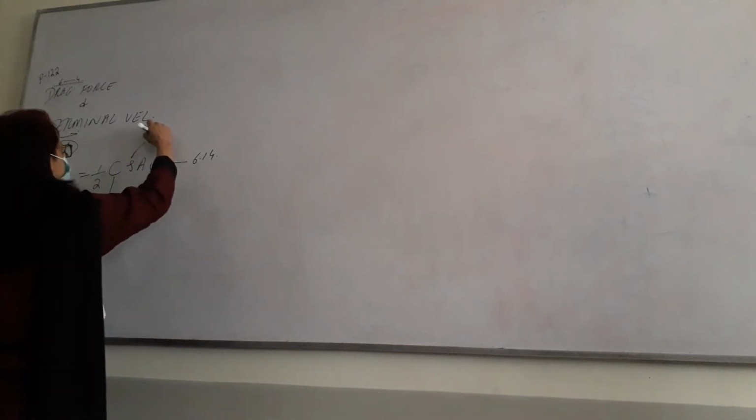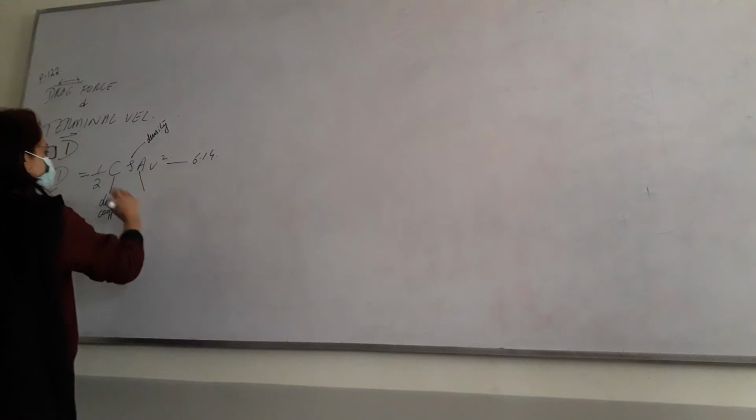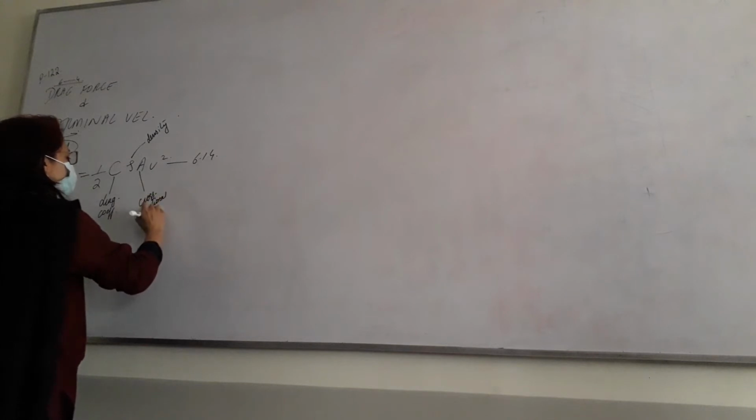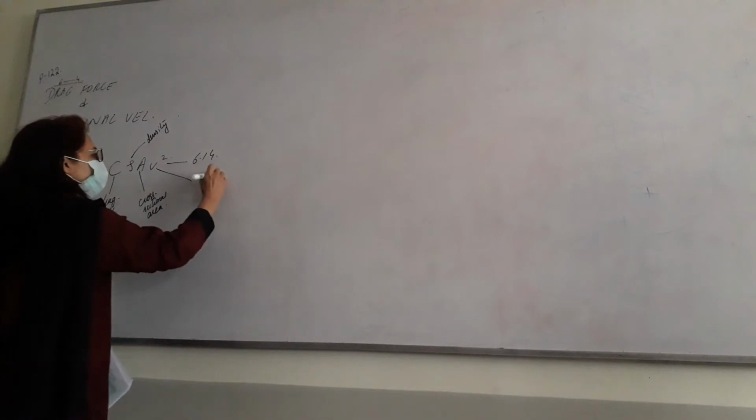What is rho? It's the density of the fluid through which the body is passing. What is A? Cross-sectional area. You understand the term cross-sectional area? The area that is exposed to the fluid in the direction of the motion, right? Okay, what is V? Velocity. So we've already done this last time, right?